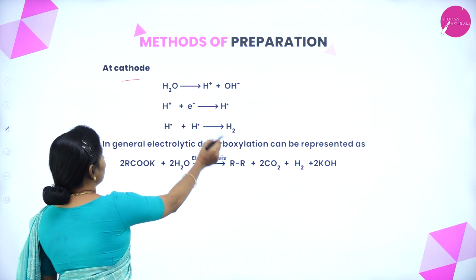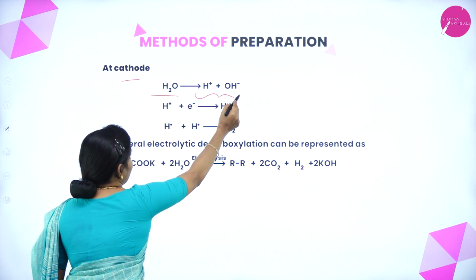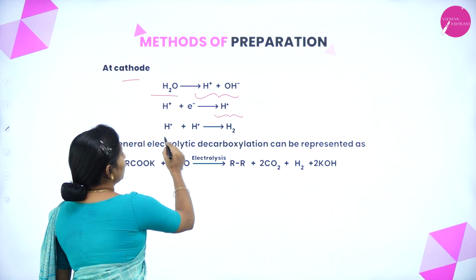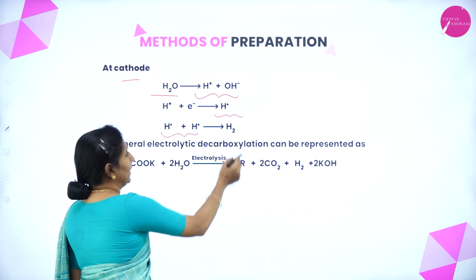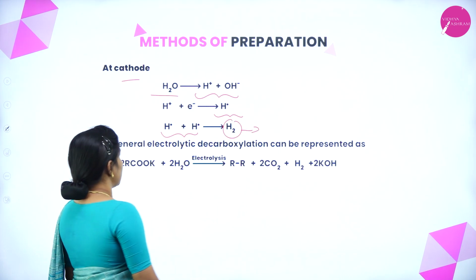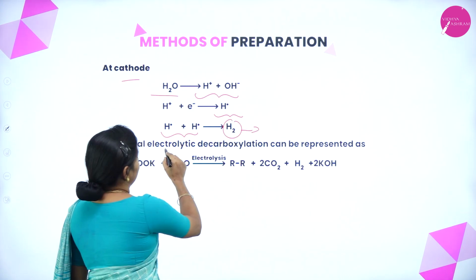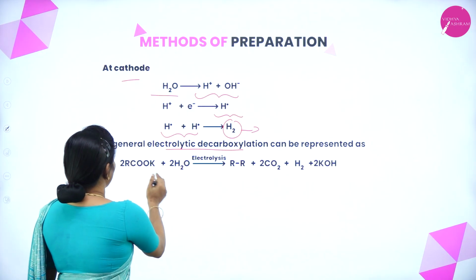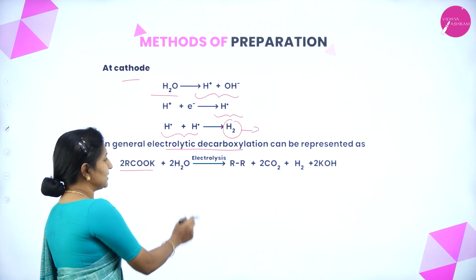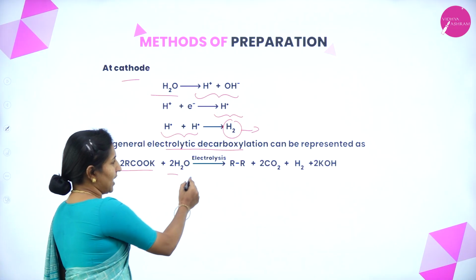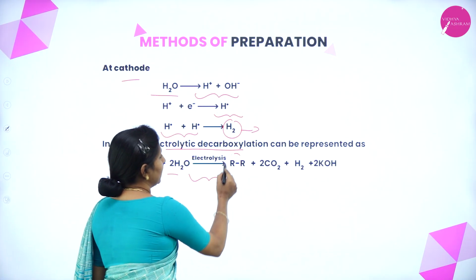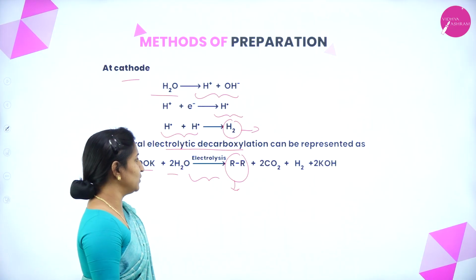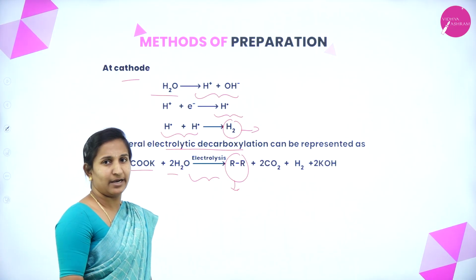At the cathode, water hydrolyzed gives hydrogen free radical. Two hydrogen free radicals give hydrogen gas. In general, electrolytic decarboxylation can be represented as potassium salt of carboxylic acid reacts with water, electrolysis takes place, gives alkane by the removal of carbon dioxide, hydrogen and potassium hydroxide.